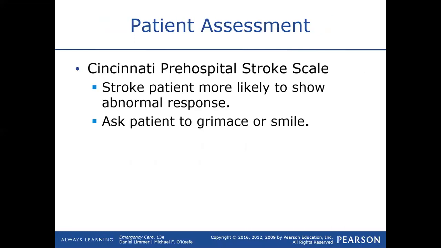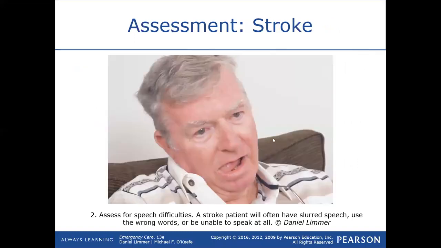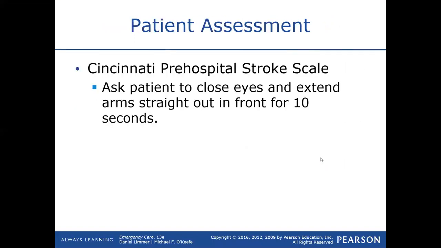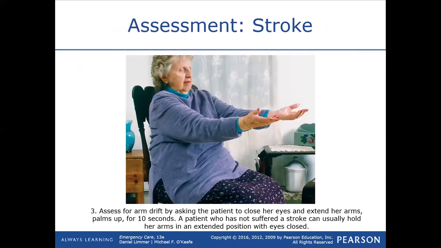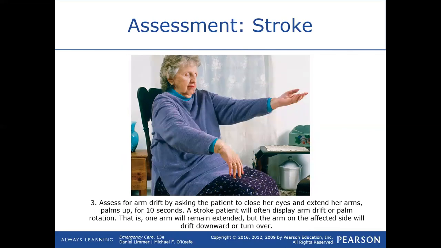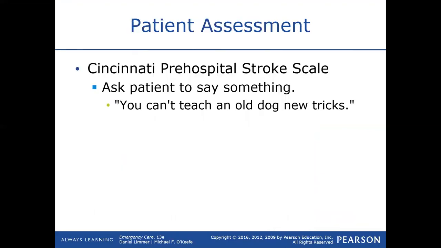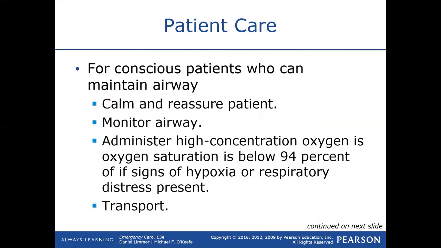Cincinnati pre-hospital stroke scale, we already talked about how we do that. There's just a picture of a guy with the drooping on one side. This is the picture of a lady holding her arms out. Just like I said, you want her to hold her arms out, and then she should be able to hold them up there. If one of them slowly drops down, then that's not good.